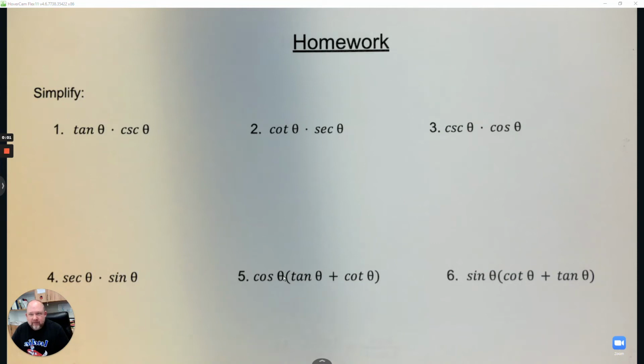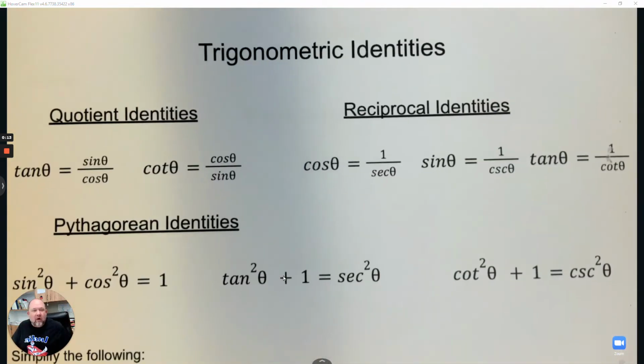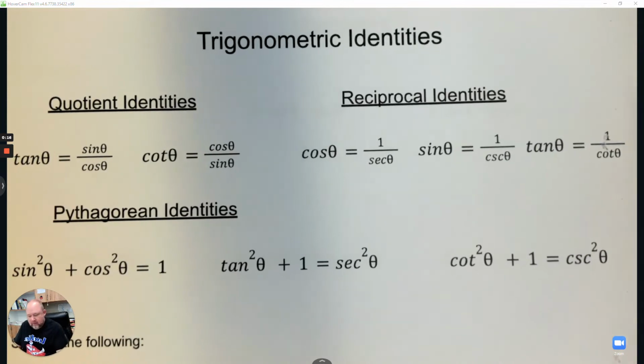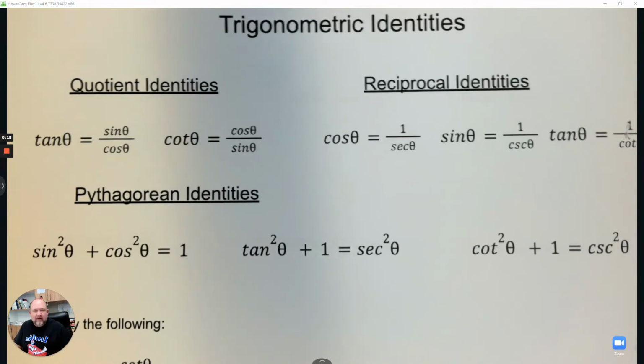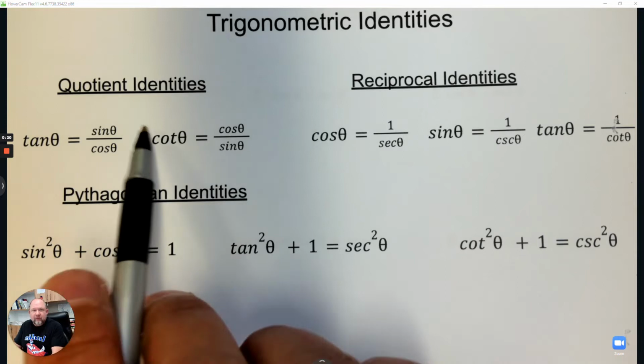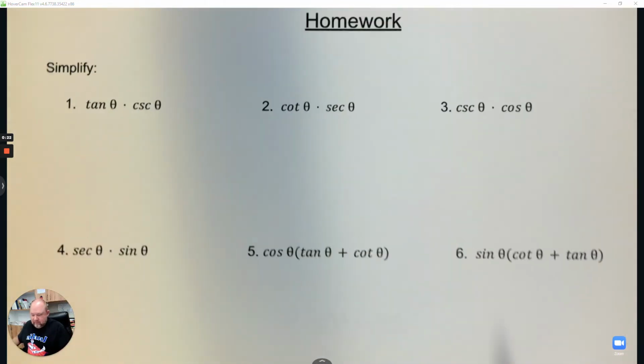All right, here's your homework, simplifying trig expressions. It's okay to have the trig identities out in front of you. It's all about practicing to get to the point where you have these memorized, but you don't have them memorized yet. So make sure you have these out, because we're going to use them to simplify.